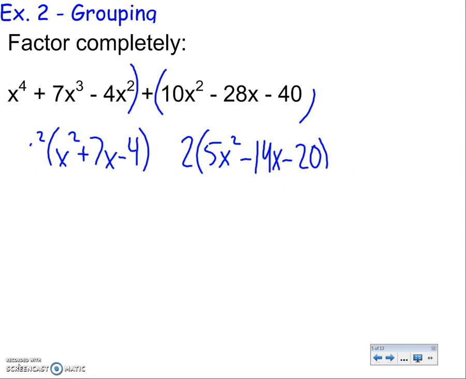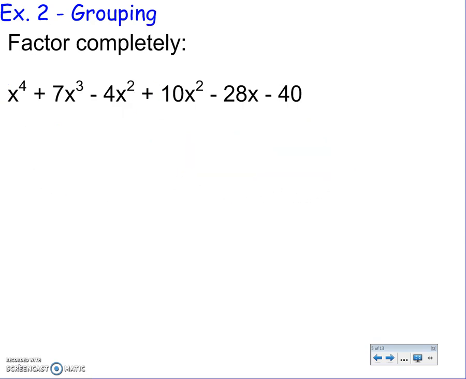I'm going to try a different group. Sometimes they make you reorder it, so I'm going to switch these 2 terms. So I'm going to say, let me do this: x to the 4th plus 7x cubed plus 10x squared minus 4x squared minus 28x minus 40.